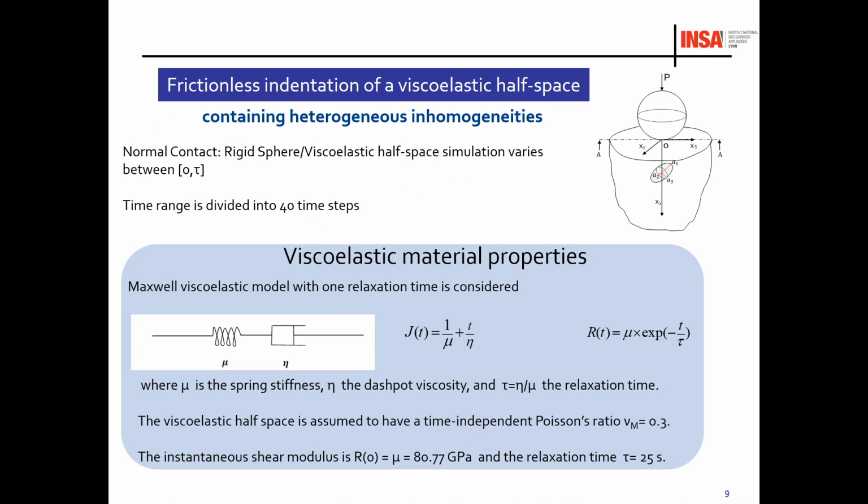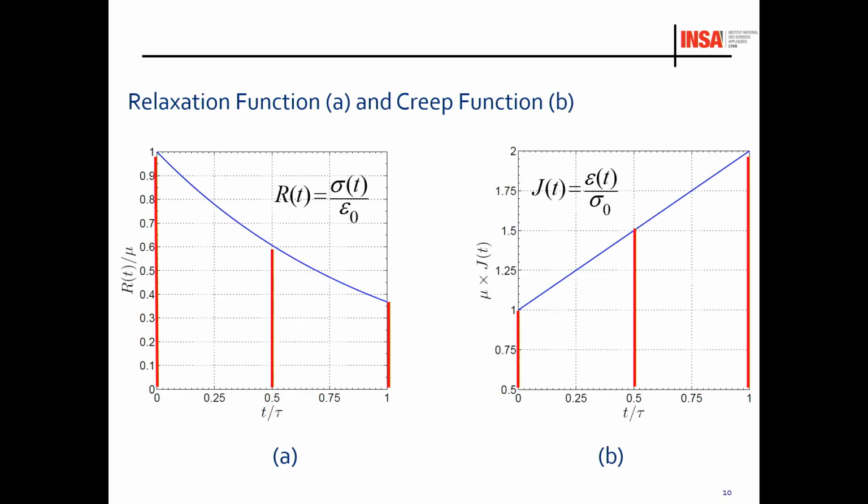Okay, then we divide here in 40 time steps, 40 time steps to make the simulation. These are the properties. Again, these are purely academic, for only one relaxation time. Then you have on the left the relaxation function, which is obtained by dividing.